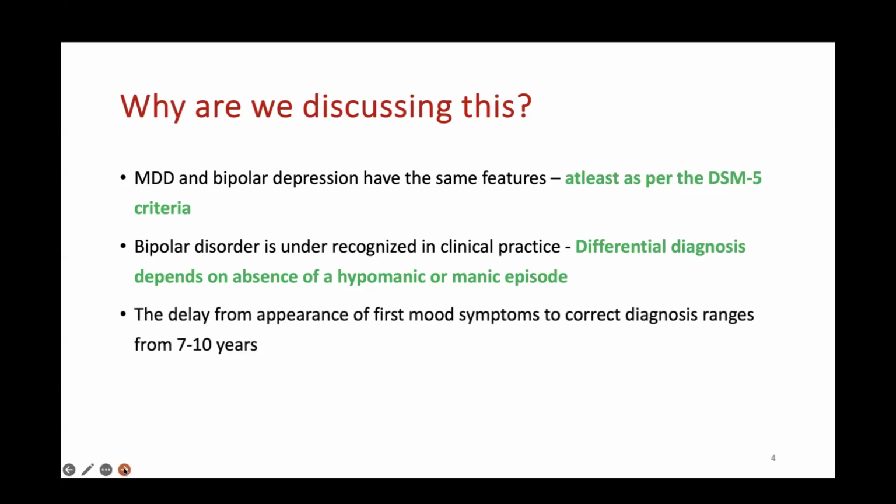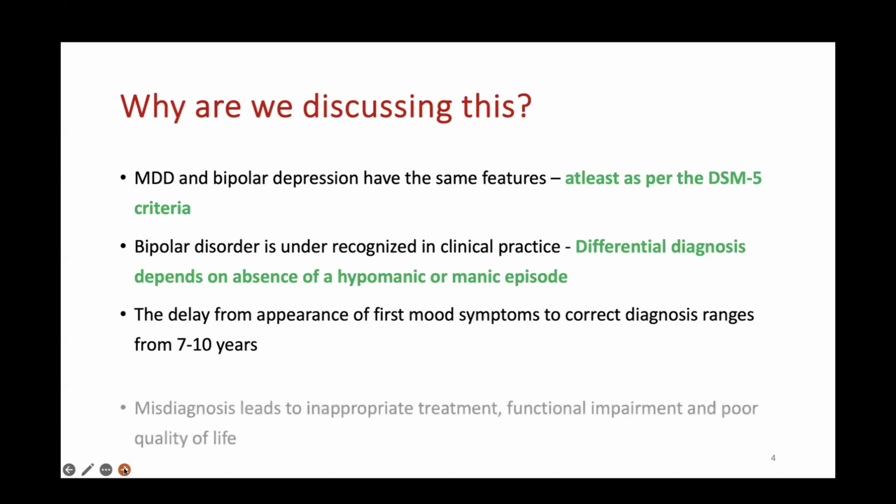The delay from appearance of first mood symptoms to correct diagnosis ranges from 7 to 10 years. Can you imagine your mother or your father has a bipolar illness, you go to a psychiatrist and the correct diagnosis comes after 7 to 10 years. By that time, the whole illness characteristic changes, the brain morphology changes, the microanatomy of the brain would have had subtle changes. And then maybe sometimes it's too late.